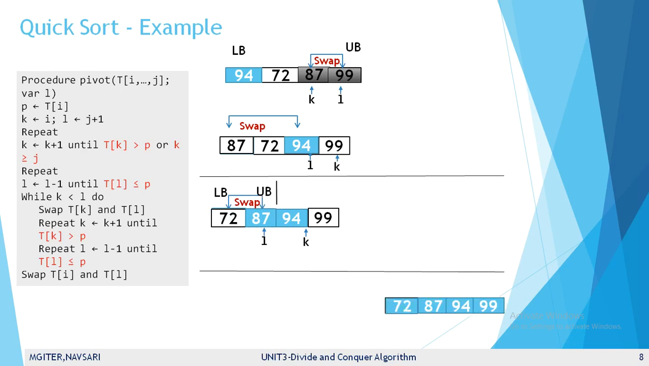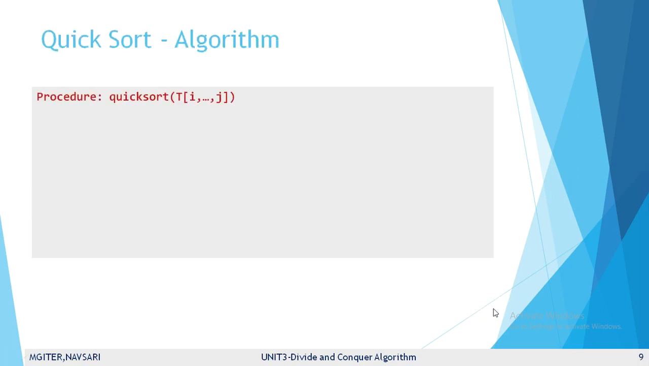Now here all the elements at the right side get sorted. Now we merge all the elements. So here we get the array with sorted elements, that is 11, 23, 36, 42, 58, 65, 72, 87, 94 and 99. Now we write the algorithm for quicksort.